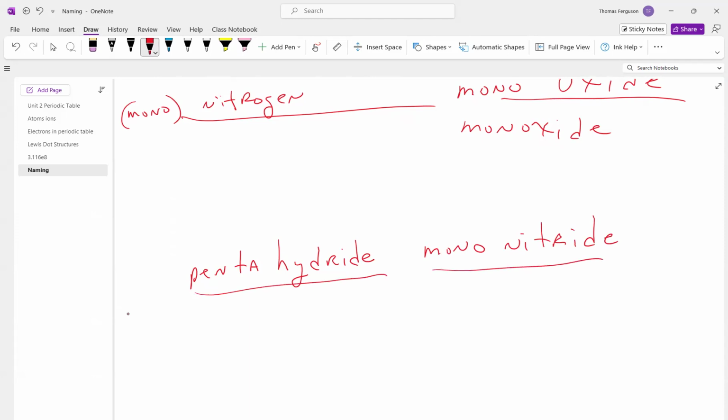How do we generate a formula from that? Okay, first of all, penta is what? How much? 5. Mono is 1. So we have 5 of the hydrides. Hydride is hydrogen. Nitride is nitrogen. Excuse me. Hydride is hydrogen. Nitride is nitrogen. So that's the formula for pentahydride nitride.